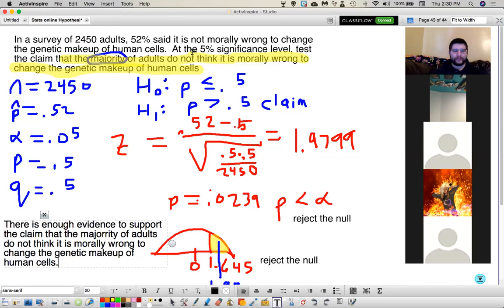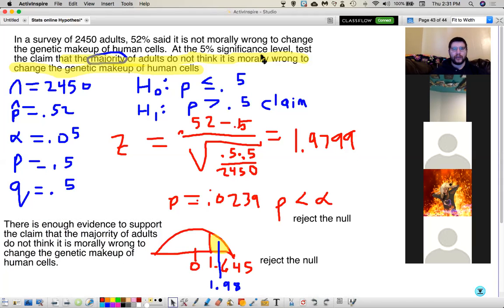Anyway, questions on the statistics problem here. Questions on traditional testing or, okay, you got a question maybe? Yes. What's your question? They don't get how you see where the claim is. Okay. We read: the majority of adults do not think it is morally wrong to change the makeup of human cells.